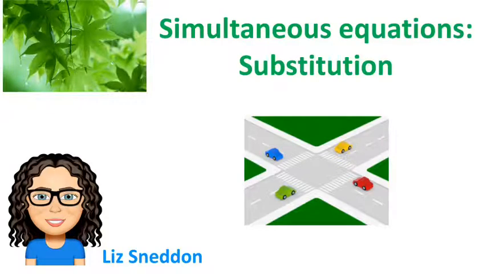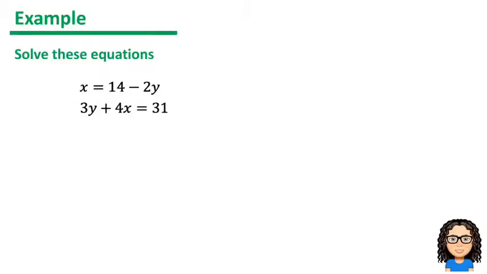Let's have a look at doing simultaneous equations and using our substitution method. So what I have here is two equations, and what these represent is two lines, and those lines meet at a particular point, and we want to find the x and the y coordinate where those two lines meet. So that's what it means to solve simultaneous equations, is to find that coordinate point.